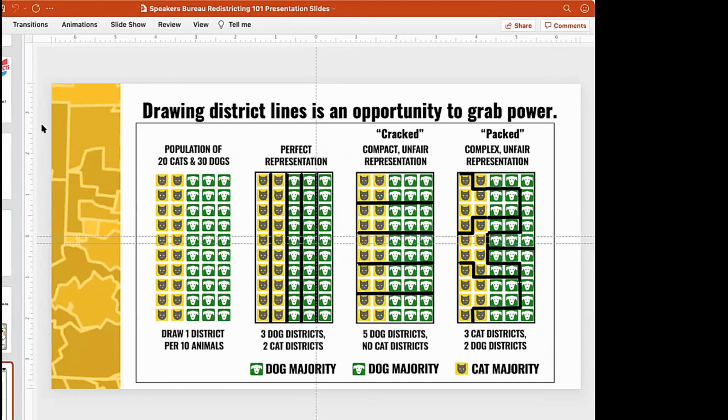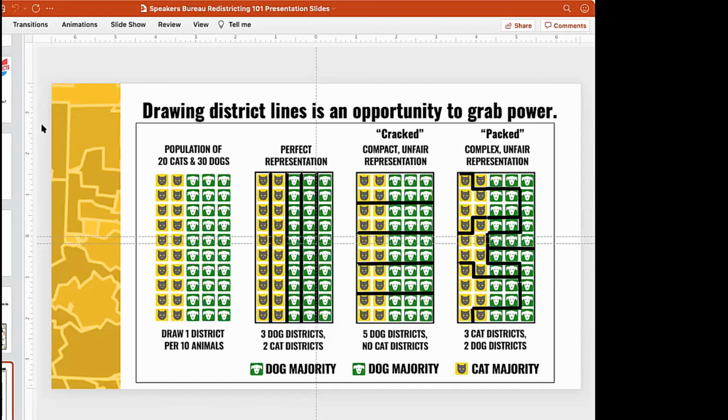Here is a cute little representation of how redistricting can go wrong. Let's imagine that we're looking at a district that's populated only by cats and dogs. It has 30 dogs and 20 cats. So in the second box, the perfect representation would be such that since dogs are in the majority, you would have 3 dog districts and cats are in the minority, so you have 2 cat districts. But what happens is it matters who draws the districts and what, if any, are the rules. Those drawing the lines can do mischief.